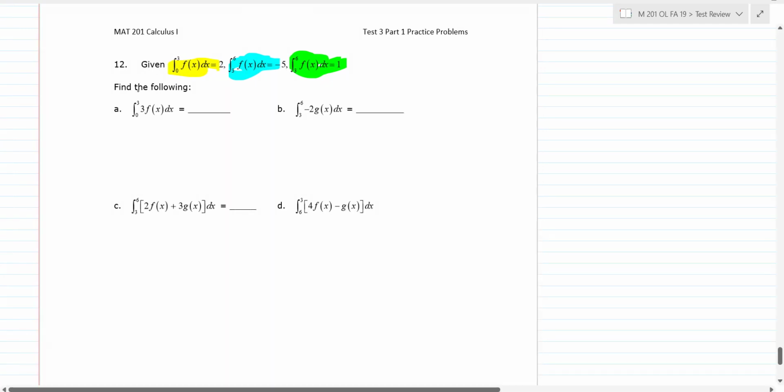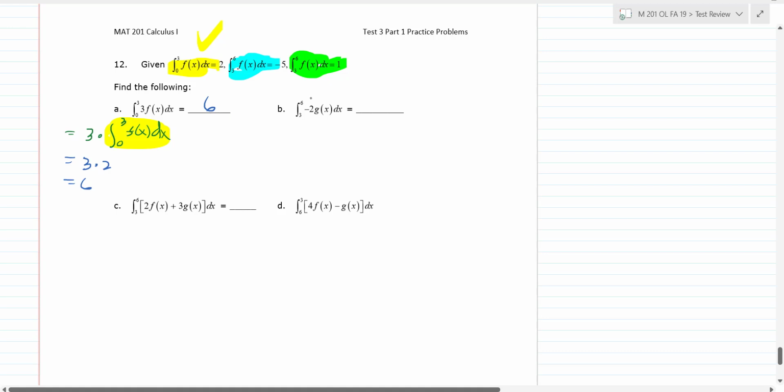So this first rule, we reviewed that you can bring a constant out. If you have a constant 3 multiplied by a function, it can come out. So you have 3 times the integral from 0 to 3 of f of x dx. Did I give you the integral? Yes, I gave you the integral of f of x dx as 2. So we just do 3 times 2, so we get 6. That one's pretty straightforward.